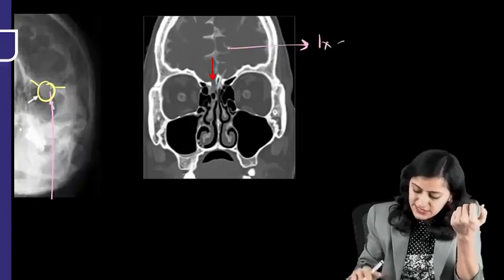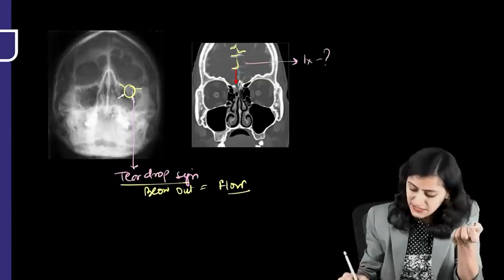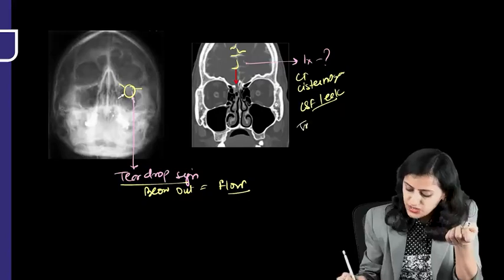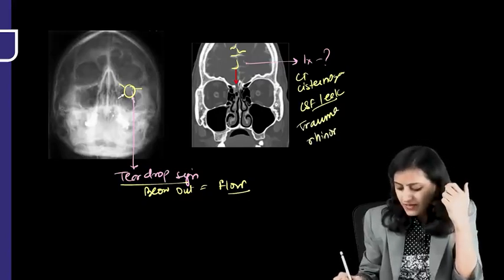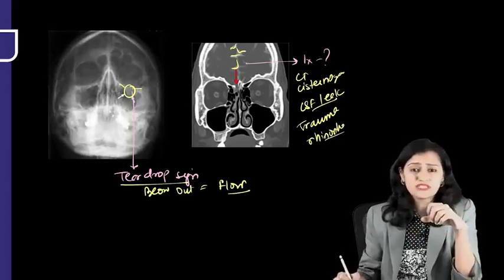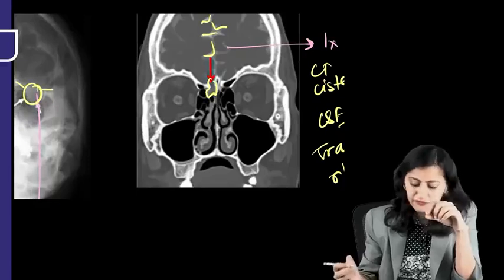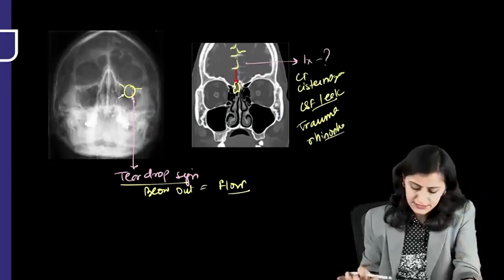This one here, what is this investigation? You are seeing the contrast in the CSF containing spaces. This is CT cisternogram, which is done for CSF leak. So post-trauma, patient comes with continuous rhinorrhea, right? The target sign is positive, and we do CT cisternogram to look for the site of the leak. So CT cisternogram is done for CSF leak.